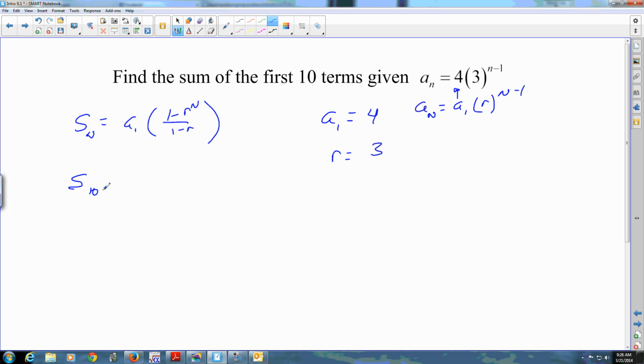So S sub 10 is going to be your first term, a sub 1, times 1 minus 3 to the 10th, over 1 minus 3. I'm just filling in these numbers. A 3 would go there and there. I'm adding up the first 10 terms, so that's n. Whatever is here goes here. And then you would just type that in your calculator and get an answer. Remember, in order to get this to work in your calculator, you need to put a second set of parentheses here and here. Keep the blue ones, but I'm saying these additional parentheses. And that'll give you your answer.